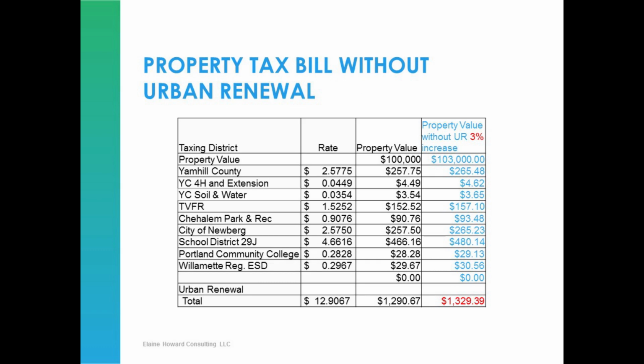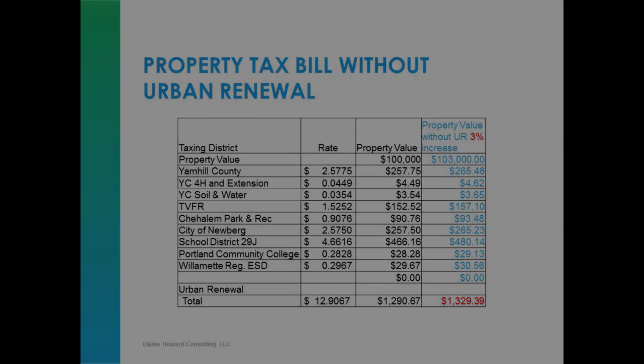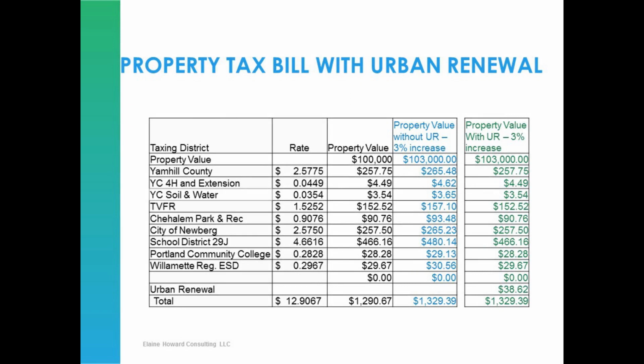As this slide is illustrating the difference between the current and prior year's property taxes, assuming no urban renewal area, the taxing districts all receive an increase in revenue proportional to their tax rate. Differences between the green column and the blue column in this graphic show the division of taxes concept. If this property was in an urban renewal area, the 3% increase of $38.62 would be allocated to the urban renewal agency instead of the other taxing districts.